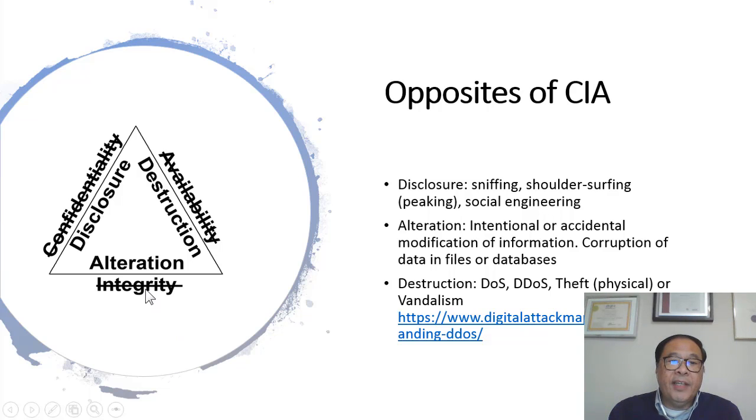Integrity. The opposite side of integrity, of course, is alteration. The alteration or modification of data could be intentional or could be accidental. Intentional would be done by bad guys or even employees with bad intentions. It could be accidental too. As part of your business process, there may be a flaw, so information is being updated without being double-checked. So there is an opportunity to inject error into your business data. So that's alteration, affecting integrity.